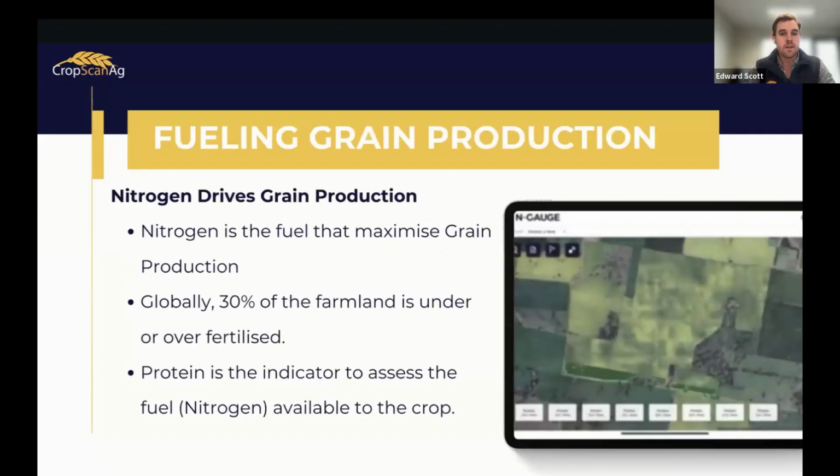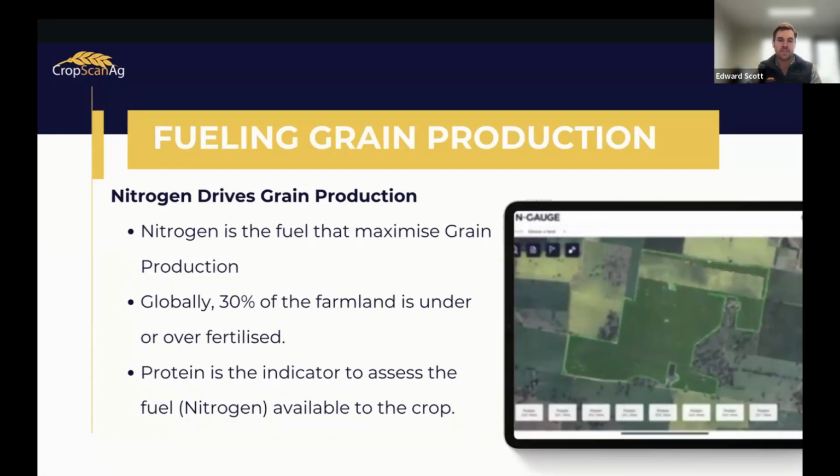So let's wind it back. Nitrogen is one of your main inputs, but we've got to be thinking about that as nitrogen driving that grain production. Nitrogen really is the fuel in the fuel tank that maximizes that grain production. But critically, it's not just an Australian thing, but globally, 30% of farmland is under and over fertilized. So for us, we see that as the low-hanging fruit, the opportunity that we want to help support growers navigate. And we can only do that once we start looking into their harvest data.